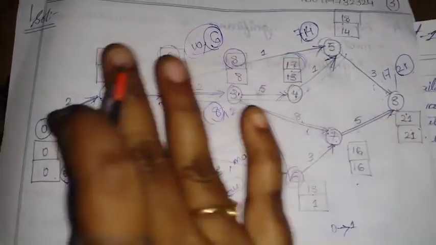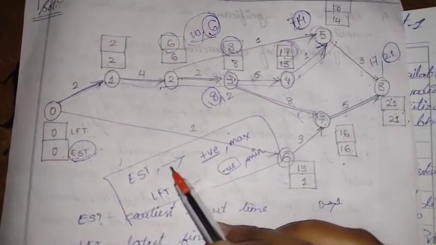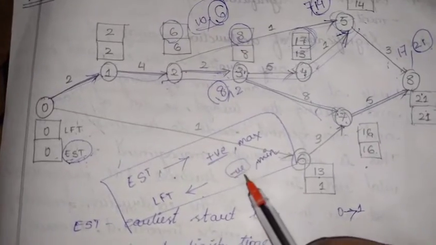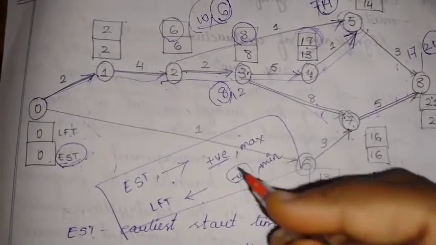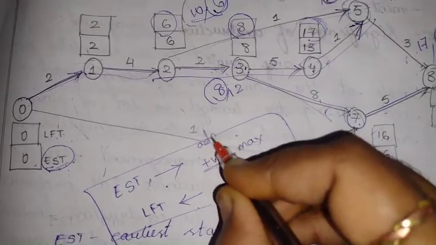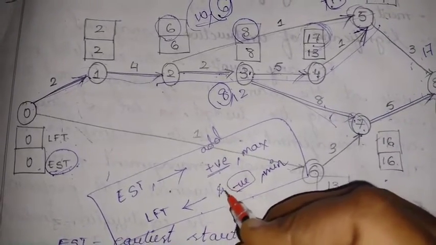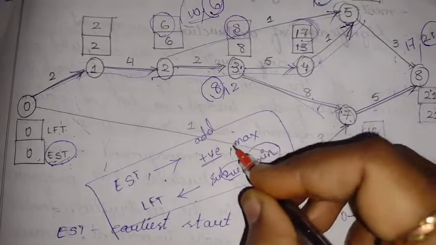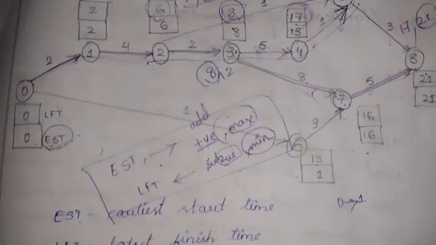So we will just be subtracting here. In the direction of the arrow we will be adding, and in the opposite direction we will be subtracting. So to get ESTs, we will be adding. And here we will be subtracting. We will take the minimum values into consideration here, and we will take the maximum value over here.